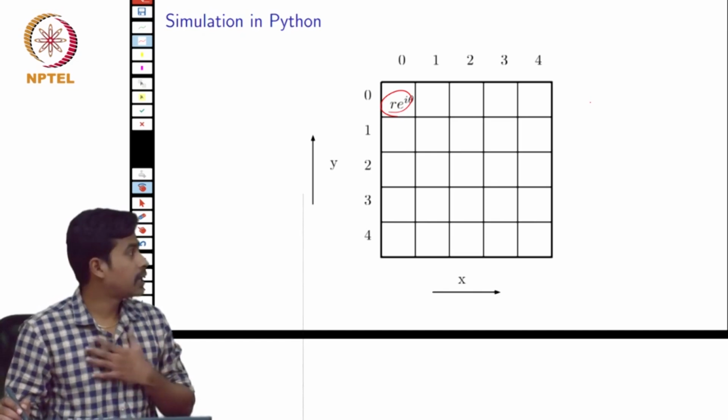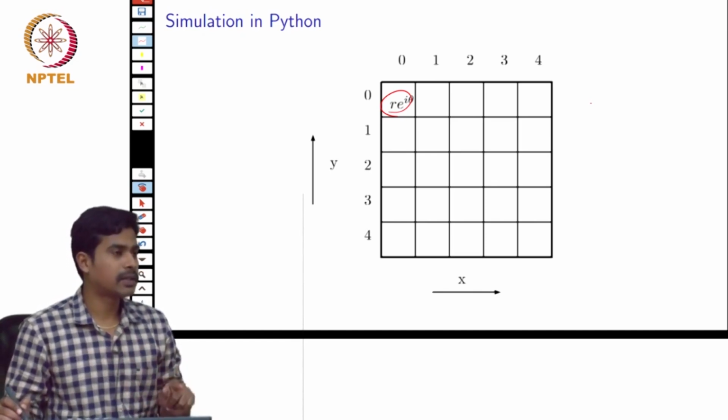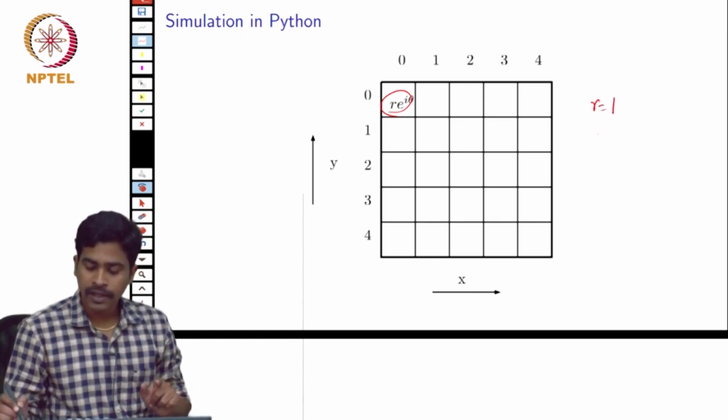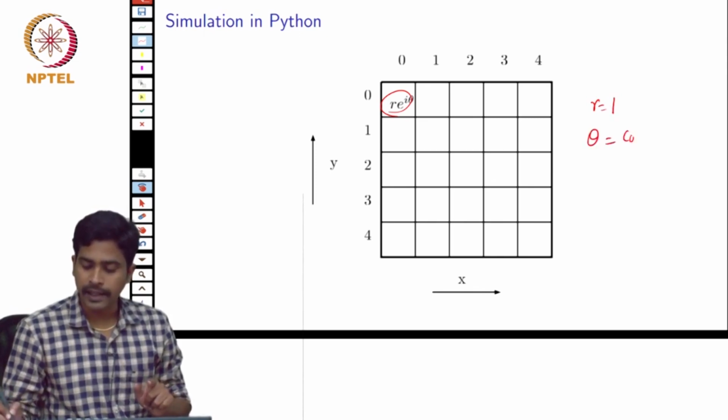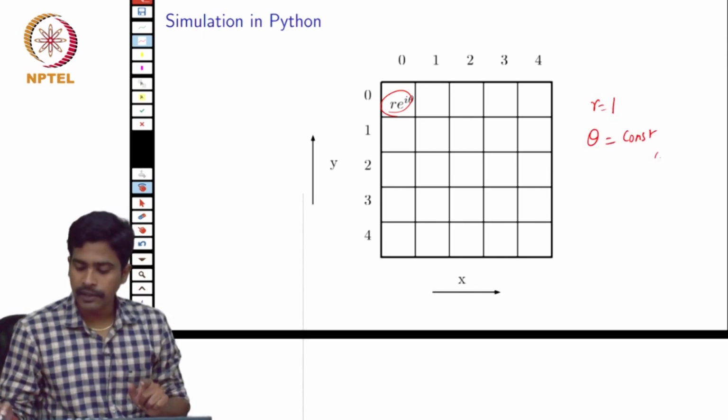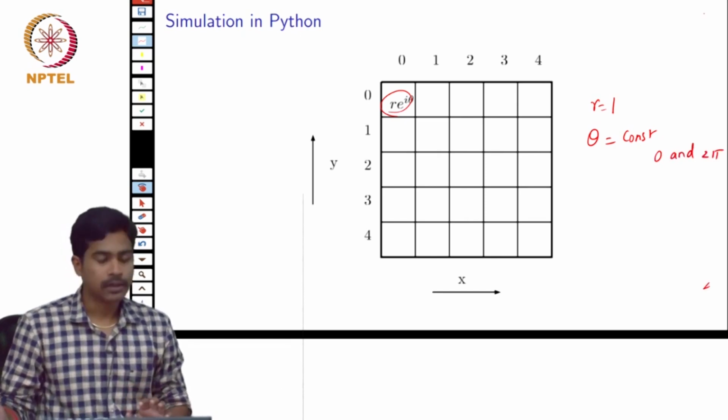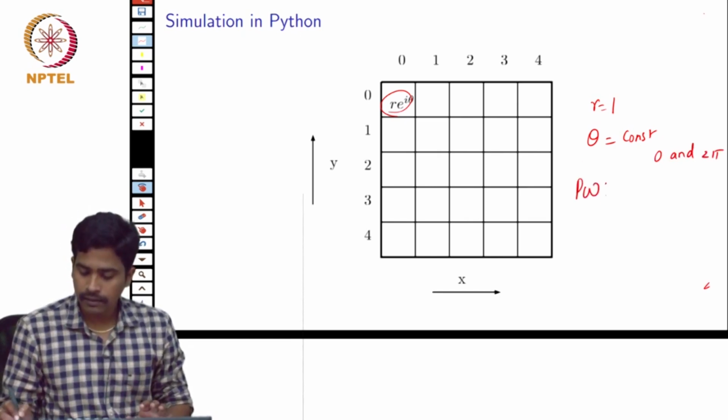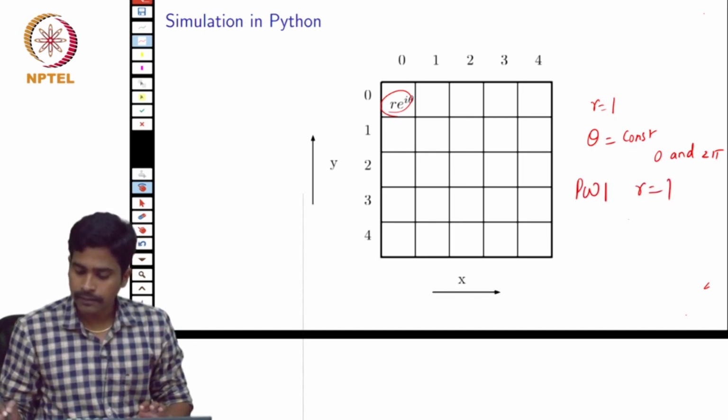In our case we are assuming a plane wave, so the amplitude of the plane wave is 1. So, r is going to be 1 and theta is some constant between 0 and 2 pi. So, for plane wave 1, r equals 1 and theta is going to be constant.